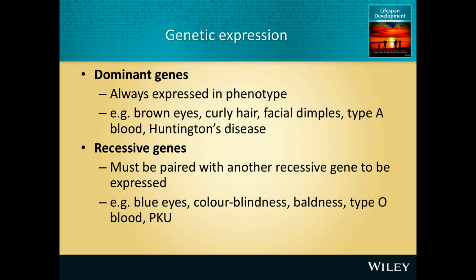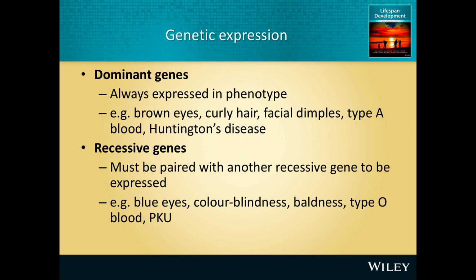So the genetic expression. We know that genes are inherited in pairs, one from each parent. Some genes are dominant and some genes are recessive. So a dominant gene will influence a child's phenotype, even if it is paired with a recessive gene. So remember, the phenotype is how the gene is expressed, how it looks. A recessive gene must be paired with another recessive gene to be able to influence the phenotype. If it's paired with a dominant gene, its influence will be controlled or blocked.